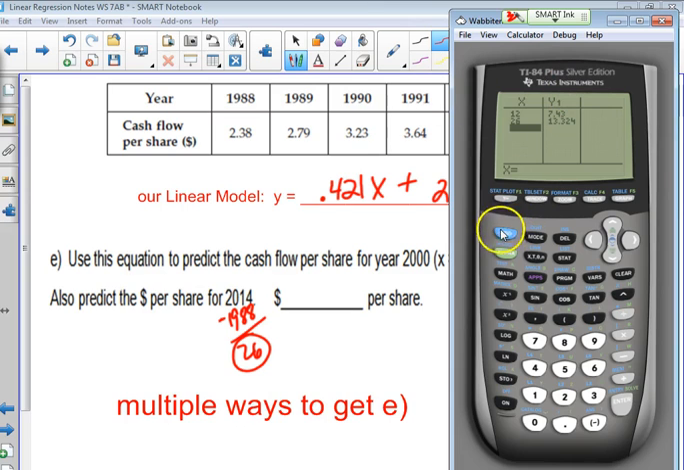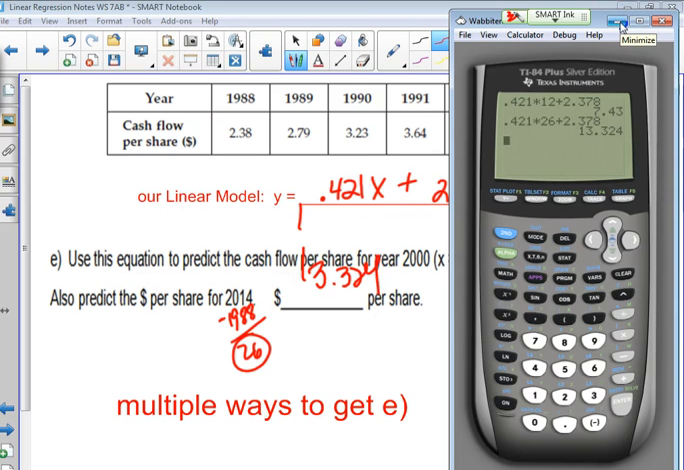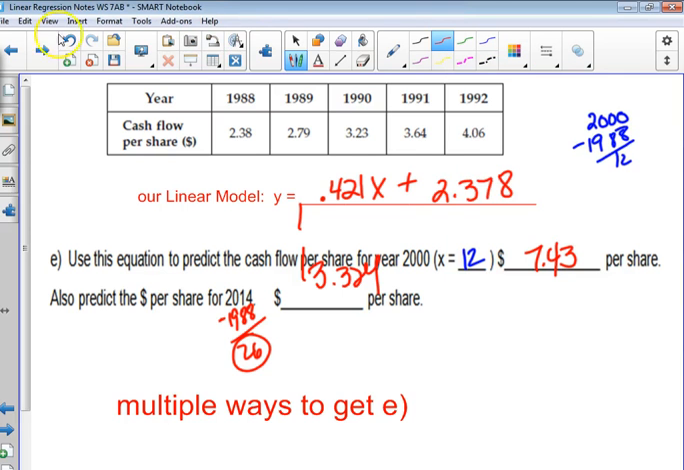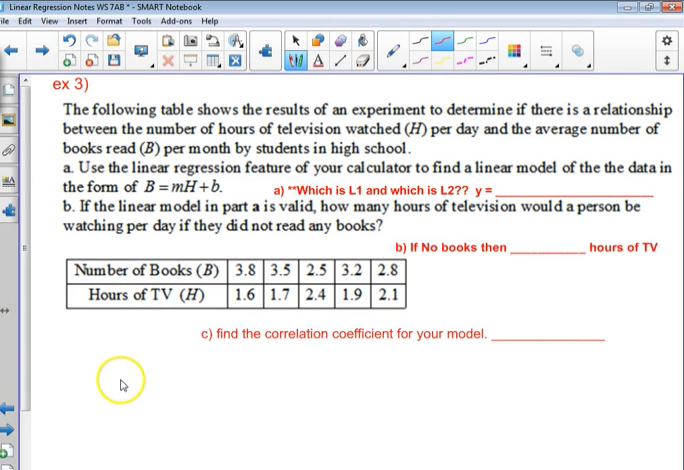But what's the easiest way to do this for the quiz on Wednesday? Go back to the home screen, type 0.421 times 26 years plus 2.378, and write it down and get 13.3. It's 13.32 if we round, or 13.324, whatever you want to put. Anybody lost? We're going to skip to example 3 because example 2 is not a calculator question and I'm going to run out of time.